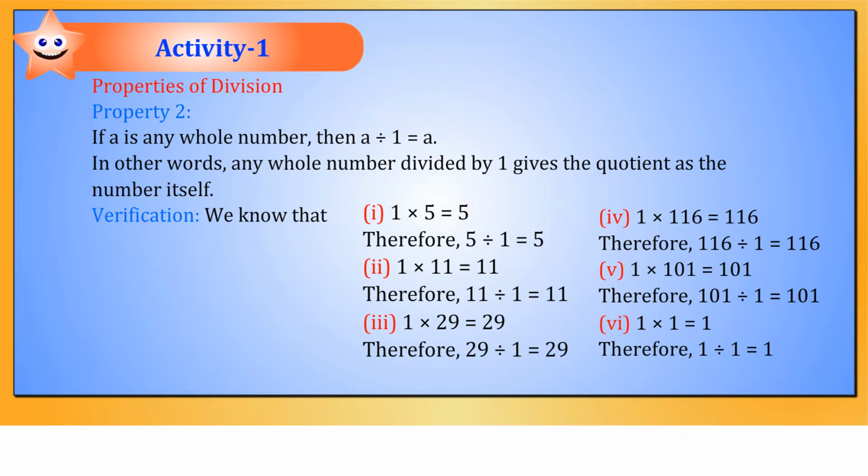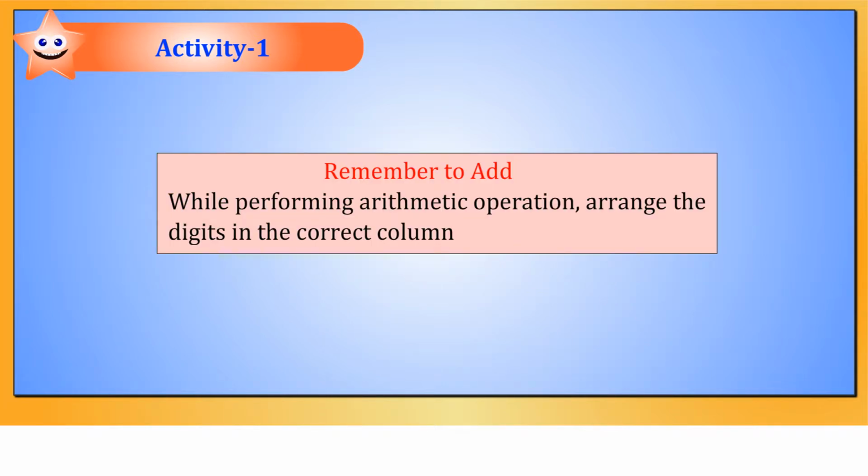Remember to add. While performing arithmetic operation, arrange the digits in the correct column. Property 3. If A is any whole number other than 0, then A divided by A equals 1. In other words, any whole number other than 0 divided by itself gives 1 as a quotient.